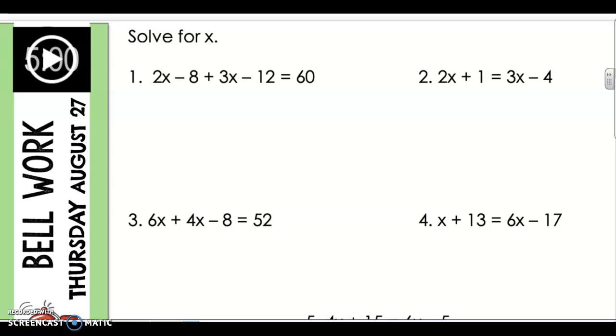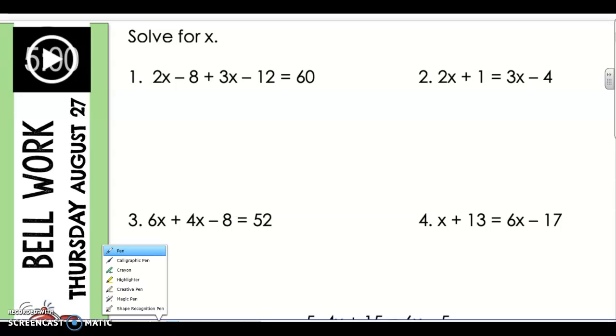All right, today for bell work, we are doing some more problems where we are solving equations. So remember, an equation has an equal sign. When we're solving an equation, we are trying to get the variable on one side of the equal sign by itself. Remember, a variable is a letter that represents an unknown quantity. In all four of these problems, the variable is x. So we want to get x on one side of the equal sign by itself, everything else on the other side.